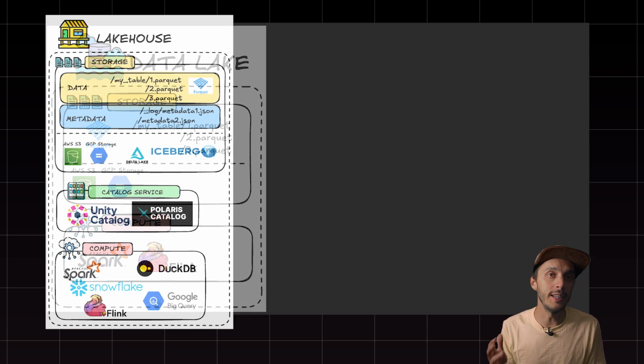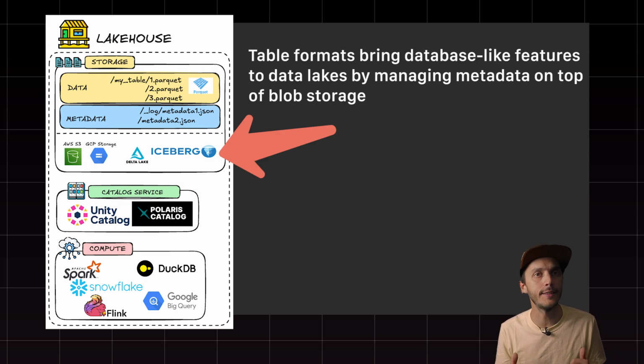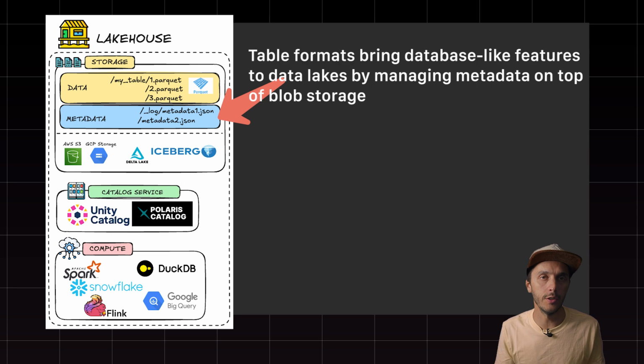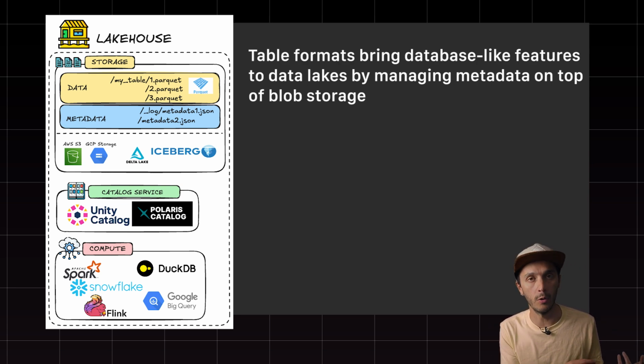And so that's where table formats come in. They sit on top of file formats like Parquet and add database-like features. So you have metadata tracking, usually in JSON or Avro, snapshot isolation and time travel, schema evolution, partition pruning. All those features are stored as separate metadata files in the same blob storage system.